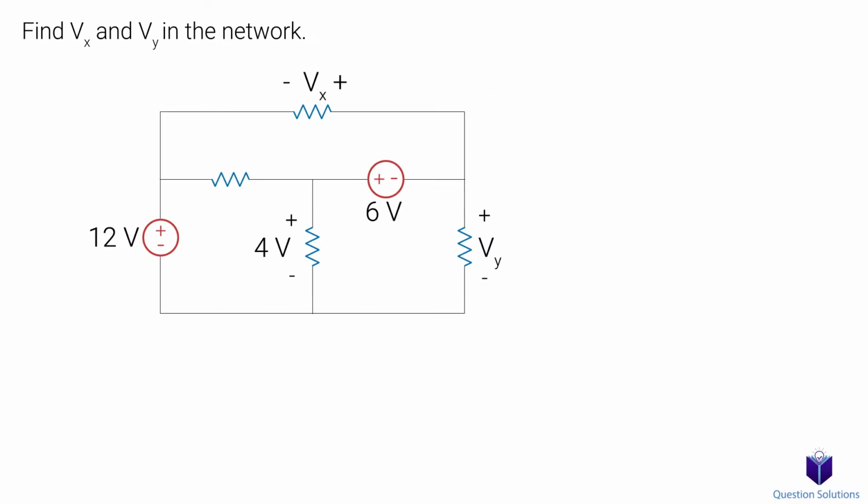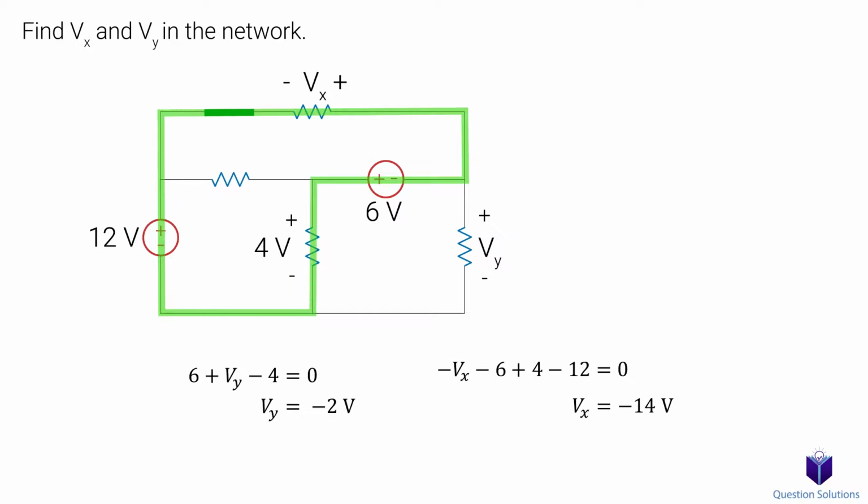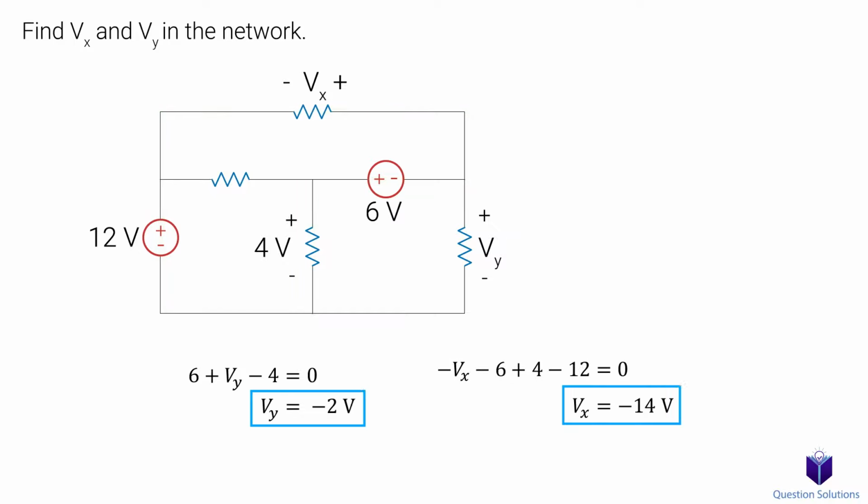Let's take a look at this problem where we need to find Vx and Vy. Using KVL and this loop here, we can figure out Vy. To figure out Vx, we can use this loop and write our KVL equation. And those are our answers.